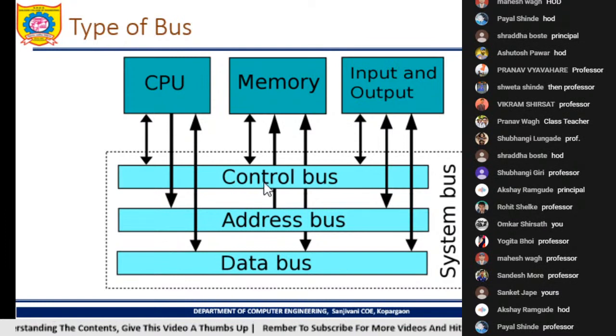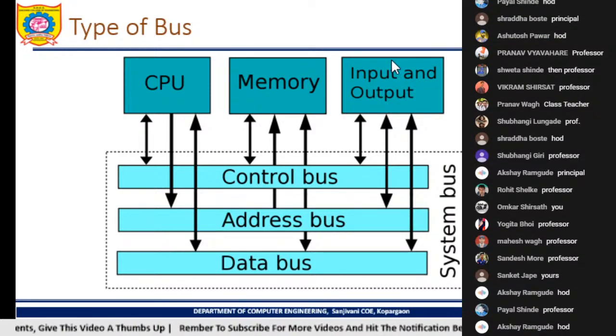So this control bus is responsible for sending a control signal from CPU to input output, or a command from input output to the CPU, so that the system works in harmony.